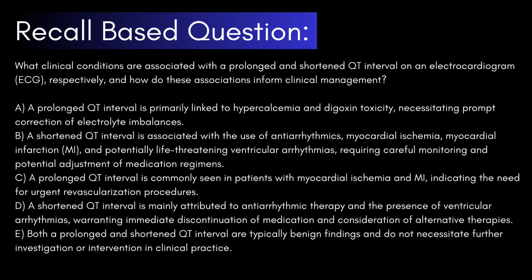Moving on. What clinical conditions are associated with a prolonged and shortened QT interval on an electrocardiogram, ECG, respectively, and how do these associations inform clinical management? A. A prolonged QT interval is primarily linked to hypercalcemia and digoxin toxicity, necessitating prompt correction of electrolyte imbalances. B. A shortened QT interval is associated with the use of antiarrhythmics, myocardial ischemia, myocardial infarction, MI, and potentially life-threatening ventricular arrhythmias, requiring careful monitoring and potential adjustment of medication regimens.